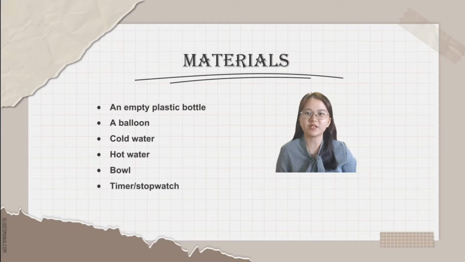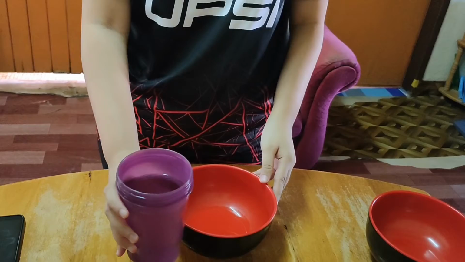So these are the materials we are going to use for this experiment, which are an empty plastic bottle, balloon, cold water, hot water, ball, and timers or stopwatch. For the timer, we use a timer application in a smartphone. The expansion of the balloon is our responding variable, and the temperature of water is our manipulated variable.